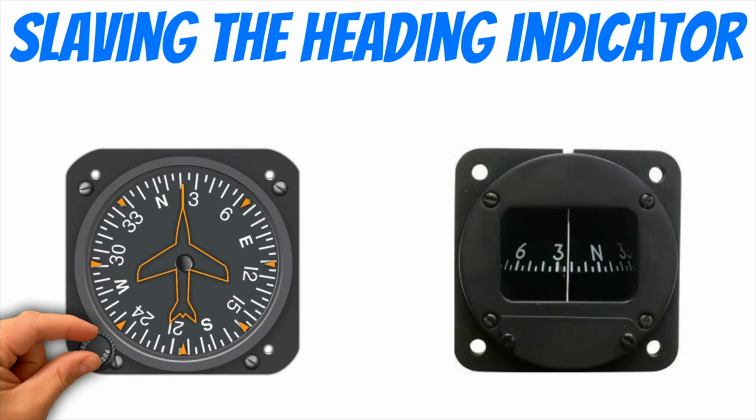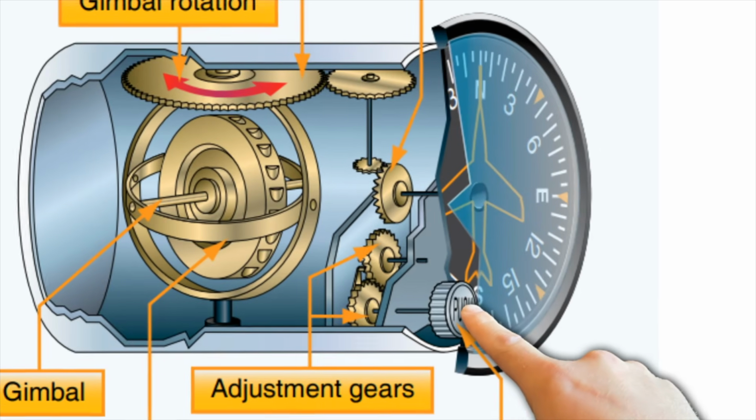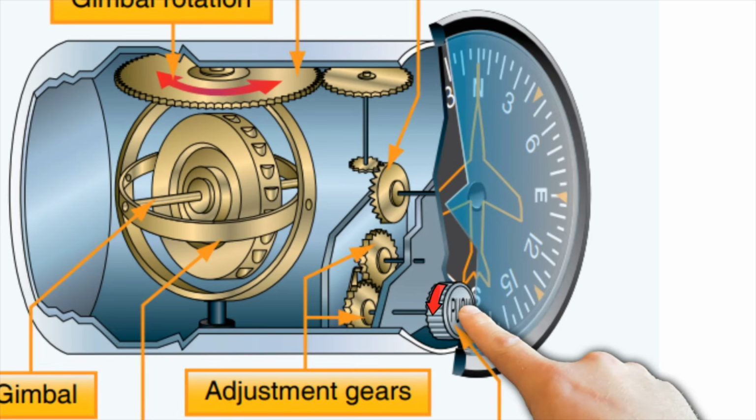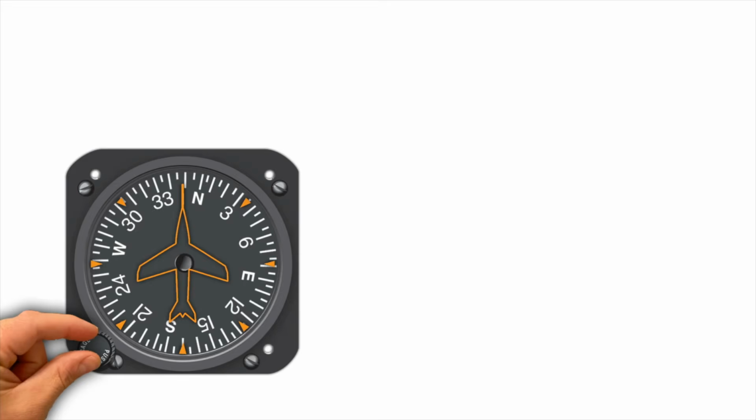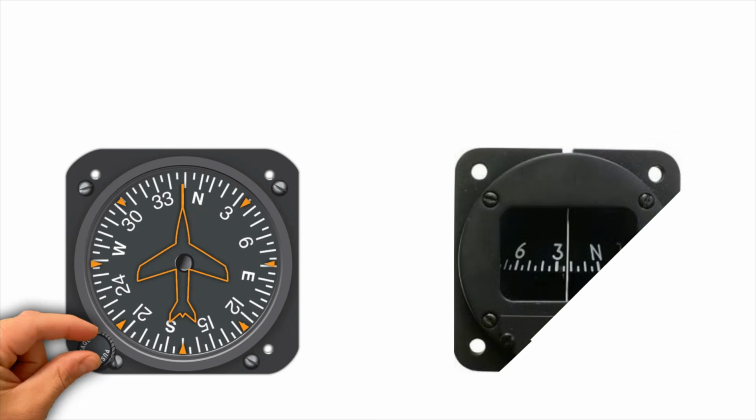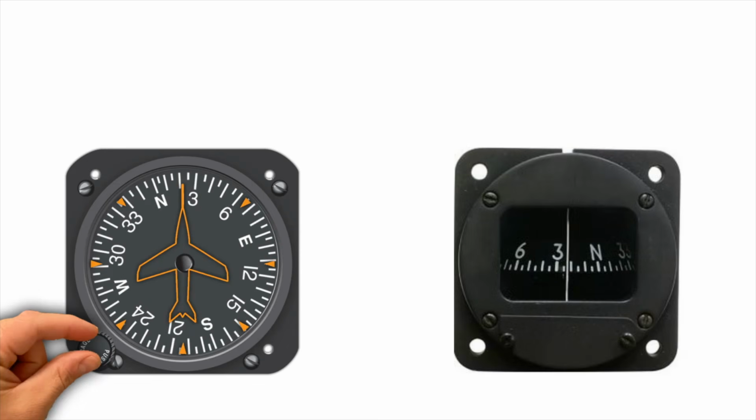Now, these two instruments are not connected in any way. All we're doing is pushing down and twisting this guy to match the magnetic compass. When we push this button, the compass card becomes disconnected from these little gears that are turned by the gyro, and this allows us to set whatever heading we want. So I'll just twist this little guy and match it up to my magnetic heading, and then we're good to go. Now, you might be wondering why we have to do this.